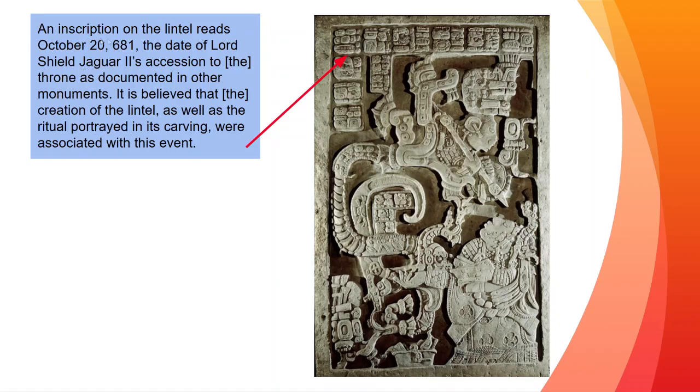This one dates it October 20th, 681, the date of Lord Shield Jaguar's ascension to the throne. So we're getting historical writing. Again, this is translated to our modern calendar, not theirs.